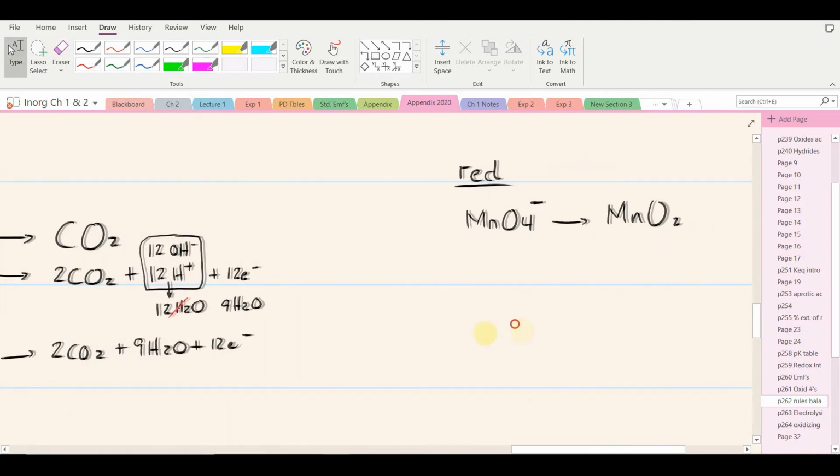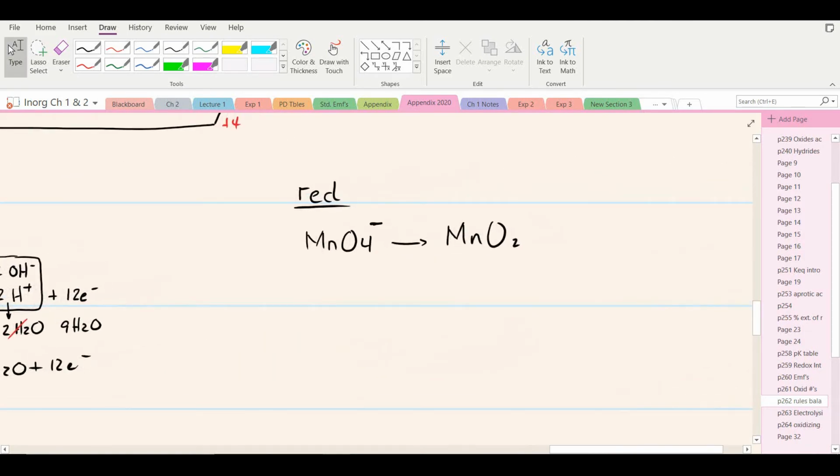Let's try the reduction half reaction. Same process. The atoms other than hydrogen, oxygen, manganese, that's balanced, so let's move on to the next step. We balance the oxygen by adding water. I have 4 on the left and 2 on the right, so it looks like I have to add 2 oxygens as H2O. Next step is to balance hydrogen with H+. 4 on the right, let's put 4H+ on the left.